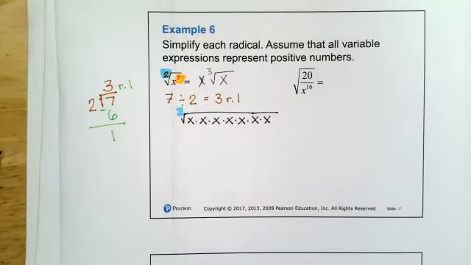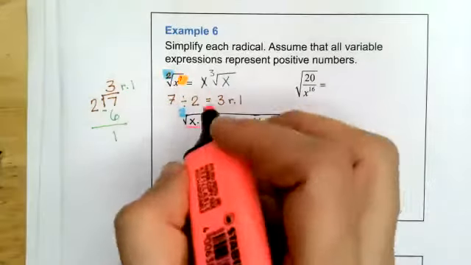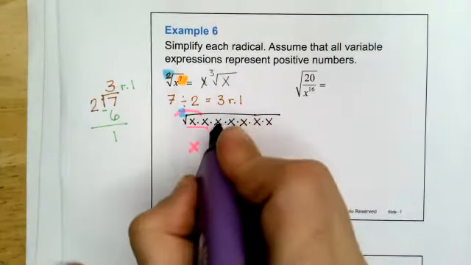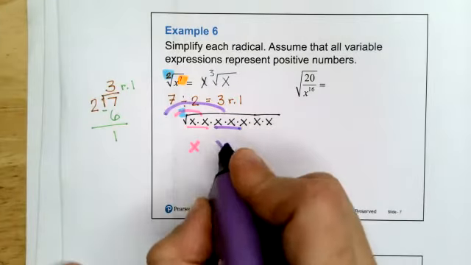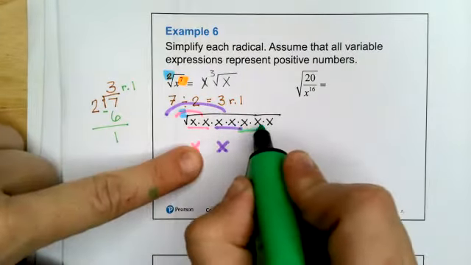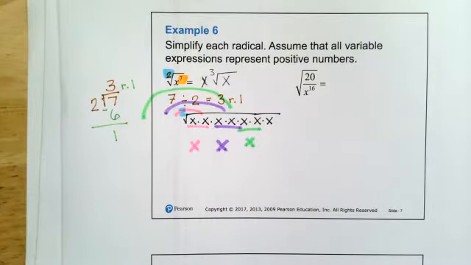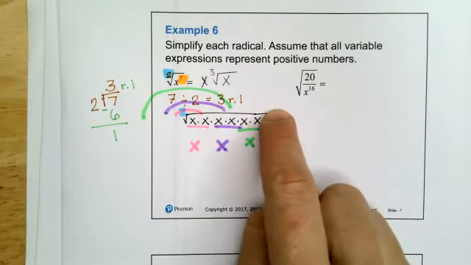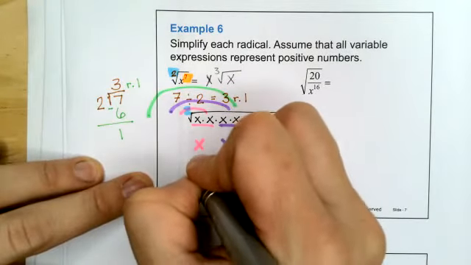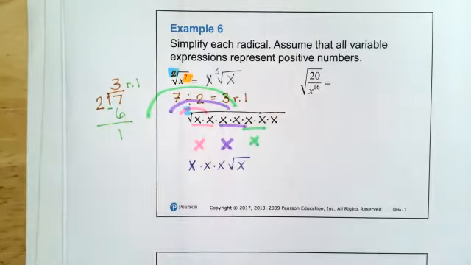Anytime I have a pair, I can take it out. So that can come out as an x. That can come out as an x. And that can come out as an x. This one cannot come out because it's not in a pair. So that becomes x times x times x times the square root of x.